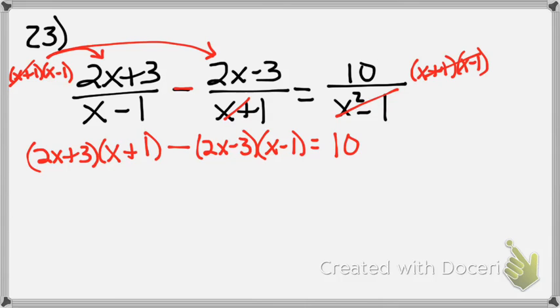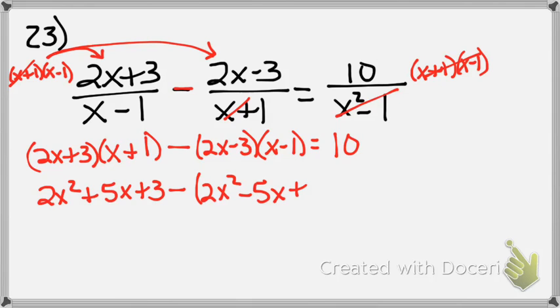Now when I multiply this out, I get 2x squared plus 5x plus 3 minus 2x squared minus 5x plus 3 equals 10. I just did the FOIL in my head. So 2x times 2x made the 2x squared. 2x times negative 1 made a minus 2x. And then I have a minus 3x, that's where I got the negative 5x. And then negative 3 times negative 1 made plus 3.